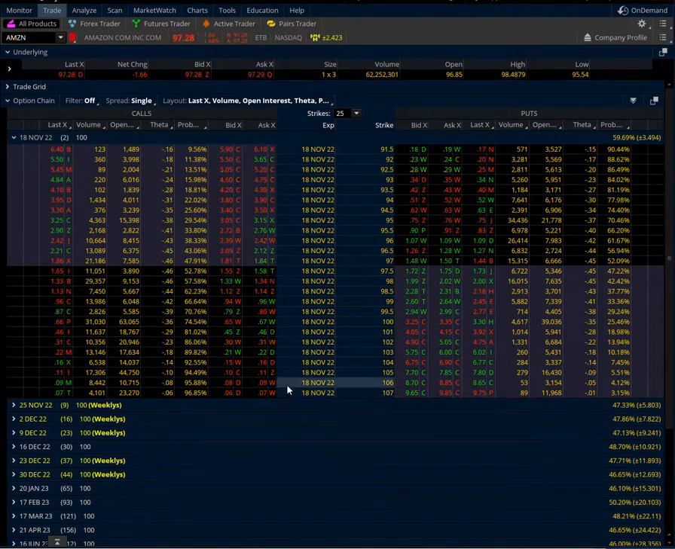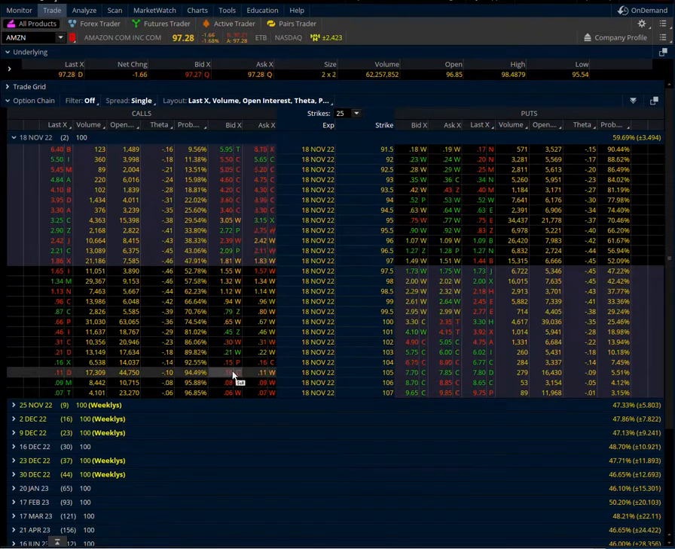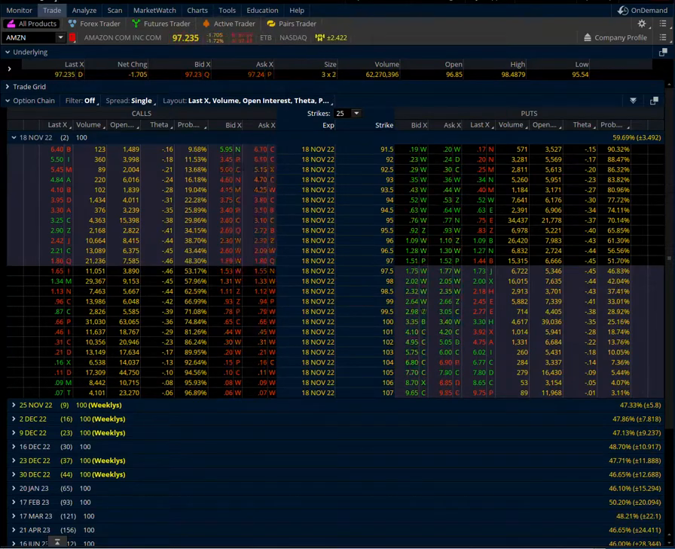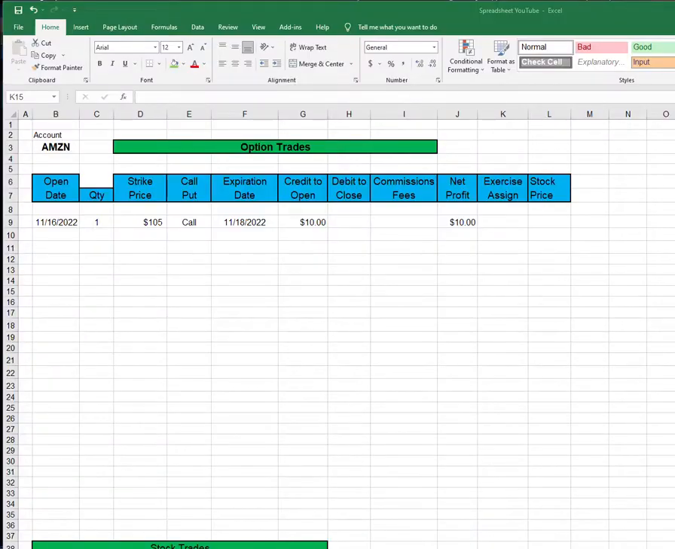So for our example, let's say we go ahead and sell this 105 strike, and we've lost a penny on our bid-ask, so we're only going to get a dime for it right now. So let's adjust our spreadsheet real quick. Okay, so we took in $10 of premium by selling this 105. We've got a 2.5 day hold.